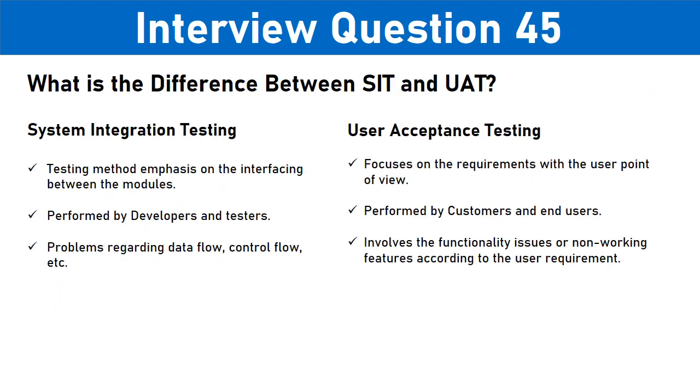Another important and basic question for testing interviews is, what is the difference between system integration testing, also called SIT, and user acceptance testing, that is UAT? The SIT testing method emphasizes the interfacing between the modules, whereas UAT focuses on the requirements from the user point of view. SIT testing is performed by developers and testers, whereas UAT is performed by customers and end users. SIT focuses on problems regarding data flow, control flow, etc., whereas UAT involves functionality issues or non-working features according to the user requirements.